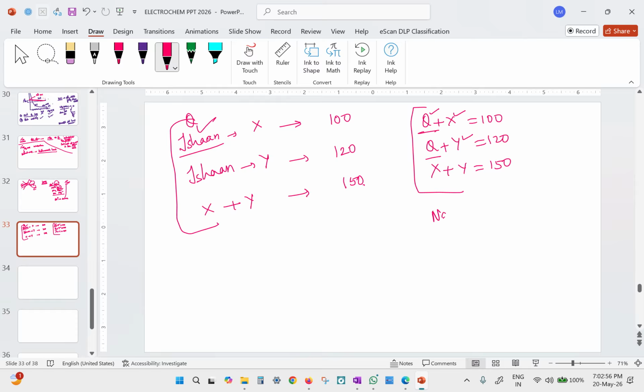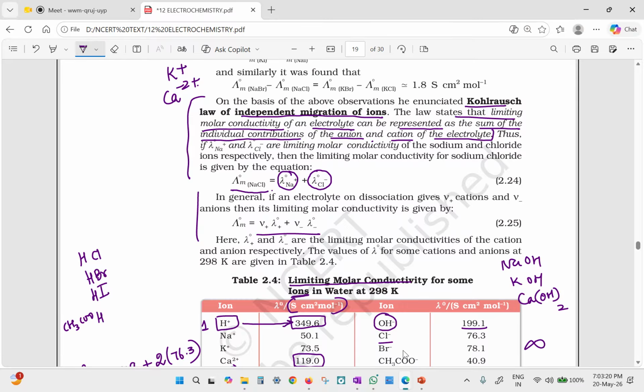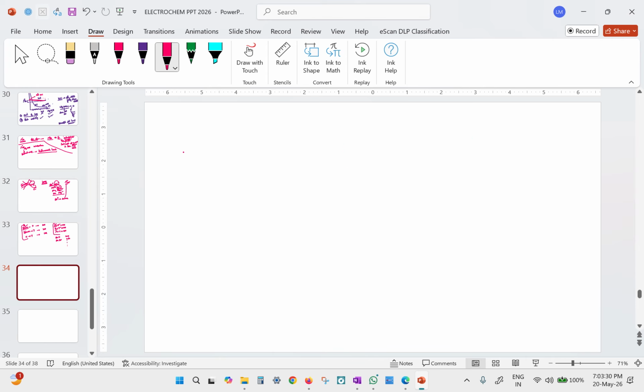So they might find out for NaCl, they might find it out for NaBr. Is it okay? Similarly, they may find it out for KCl, KBr, and a number of substances, and manipulate these values to get the contribution of individual ions. Got it? Ma'am, but CH3COO minus doesn't dissociate completely, right? It depends on that. That's a very good problem. So what do you do now? That's the question here.